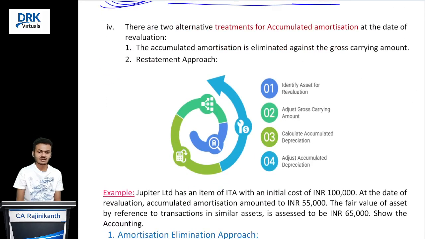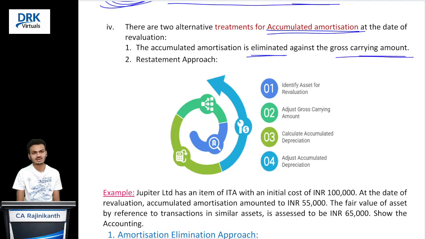And how to deal with the accumulated amortization account in case of revaluation? The standard has provided two alternatives. The first one is you simply eliminate the balance in the accumulated amortization account. You adjust that balance against the gross carrying amount of the intangible asset. And the second one is the restatement approach.